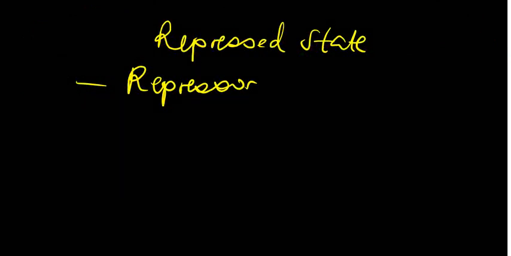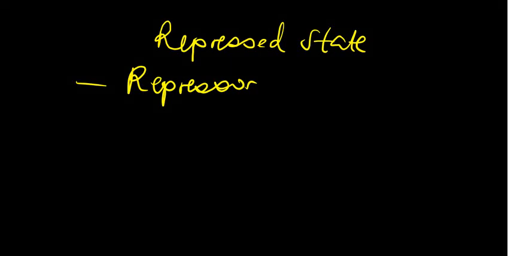Alright, so in the inducible state, we said the system is normally switched off, but it can be switched on when there's an inducer. Like you saw when the lactose was present, it means when lactose is present, the system can be switched on. Normally it's switched off, but now it can be switched on because there's a presence of lactose.